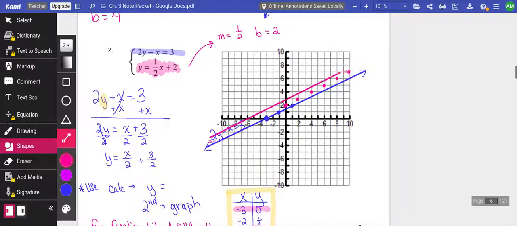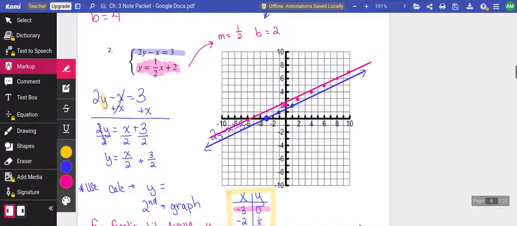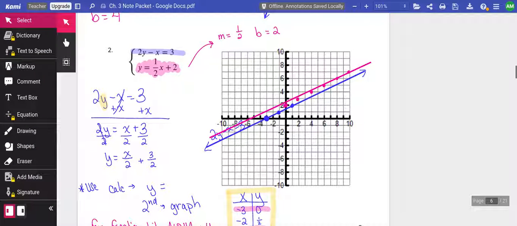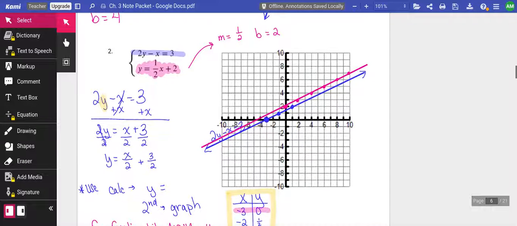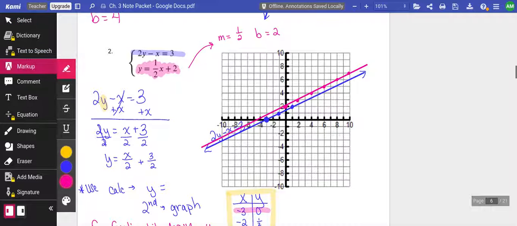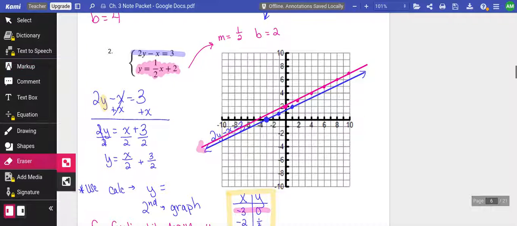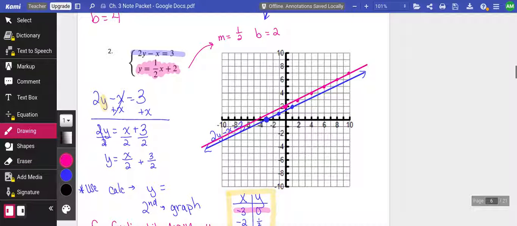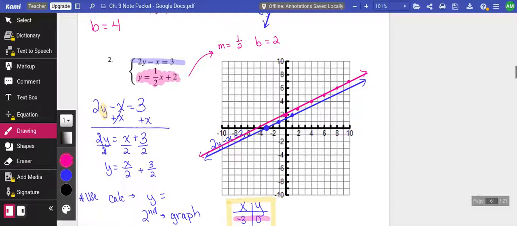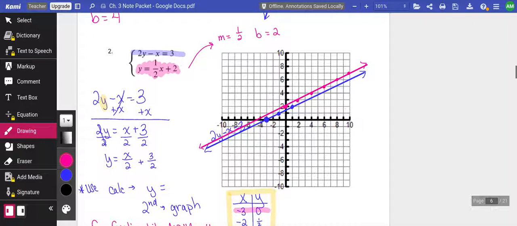These lines will never, ever touch. Now, there is a way to tell that those lines will never touch. They're parallel to one another. Remember that term? So these lines are parallel. They will never intersect. So there is no solution for this system. If the lines don't touch, there's no solution.